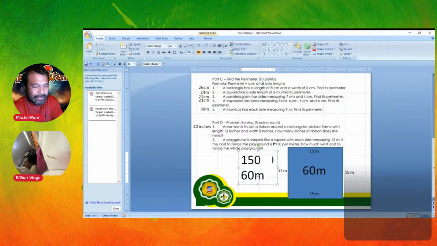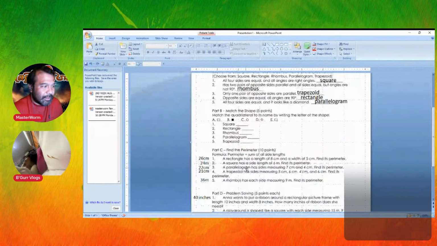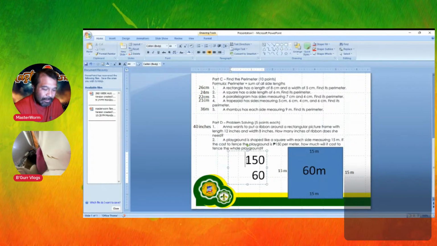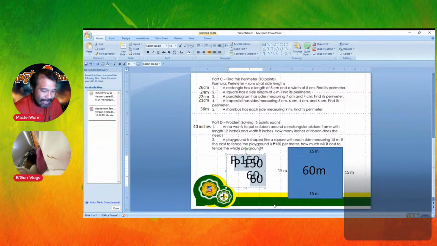I know it's kind of hard to understand, but I hope you understand, huh? So this is the pesos here. So it says here 150 pesos, 150. This is the peso sign per 60 meters. So that is how to solve it. So how much is the answer?